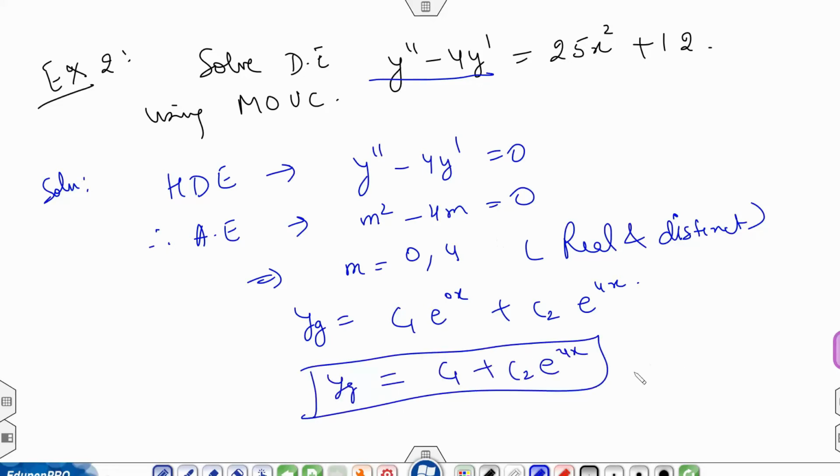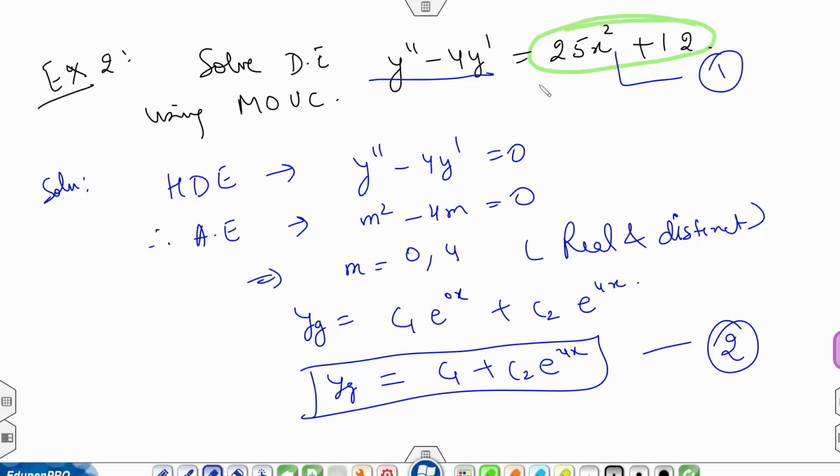So you have done half of the work. Call this equation number 1. This is equation number 2. Now what is our next task? We have to look at this part, this rx, and we have to find out the particular solution. So let's see what will be the particular solution.